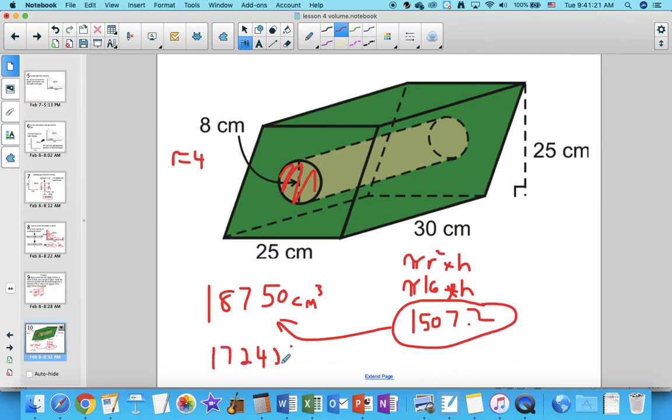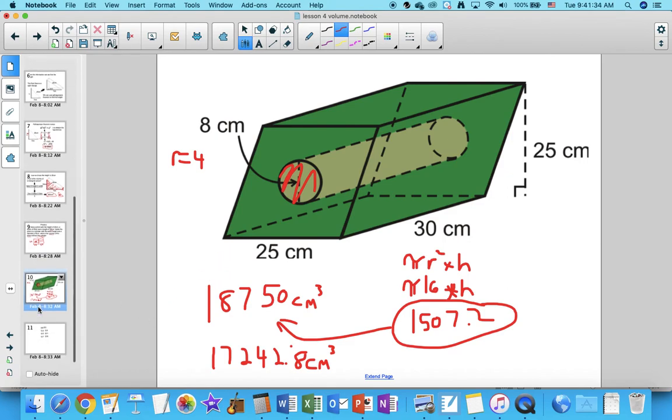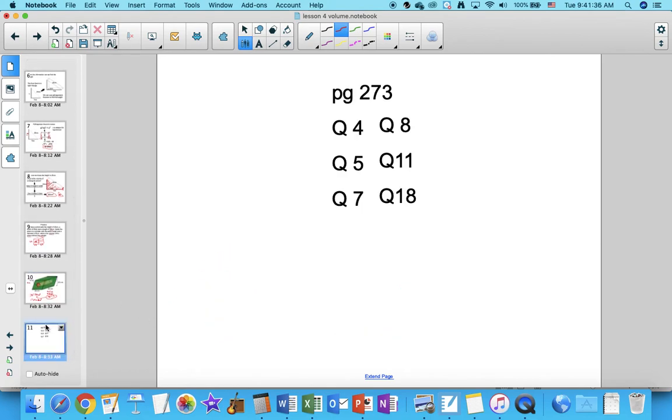17,242.8 centimeters cubed. All I did was find the volume of the prism, the volume of the cylinder, and then subtract the cylinder out because we're taking the cylinder out. So try these word problems on your own. They are challenging, but they will help you understand volume a bit better and allow you to apply it in different ways. So thank you for listening, and I'll see you next lesson.